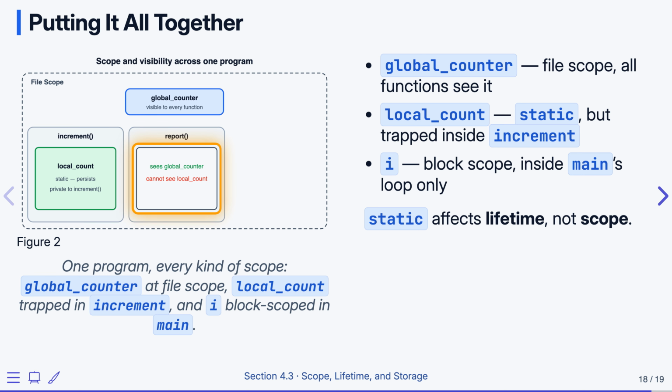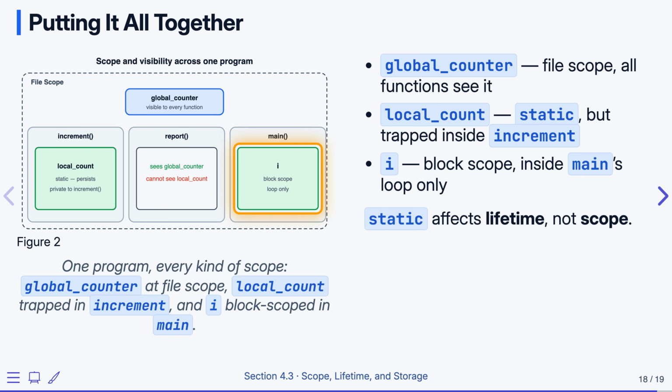The report function can see global counter because global counter is global. But report cannot see local count, even though local count is static. Inside main is the loop variable I. It has block scope. It exists only inside its loop and nowhere else. Watch report's view. Report can reach global counter. The green arrow shows global counter is in scope for report. But local count is out of scope for report. The red mark shows it is blocked. Static changed local count's lifetime, not its scope.